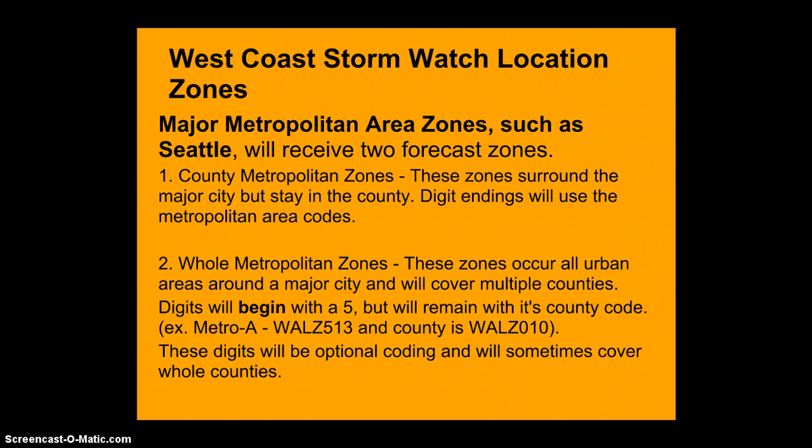Those digits will begin in 5, but will remain with its county name. Let's say that Seattle, King County is Washington Zone 010. Seattle would get 013 for its county and 513 for its whole.